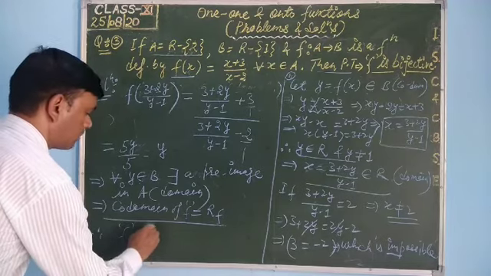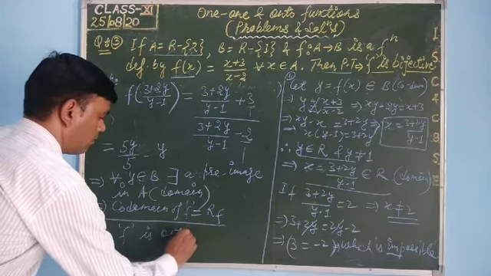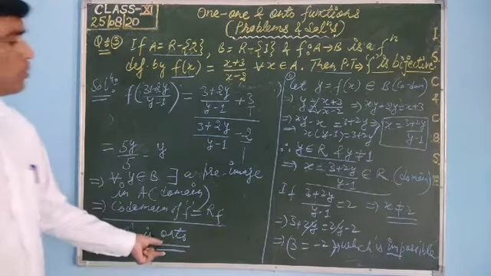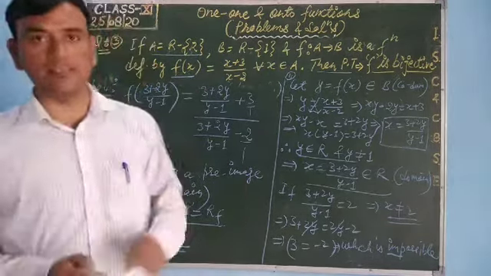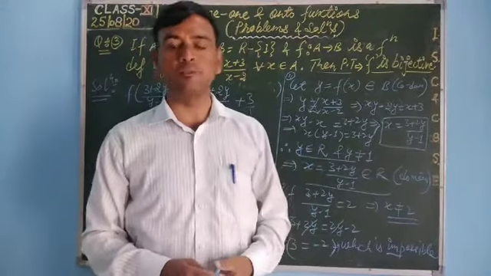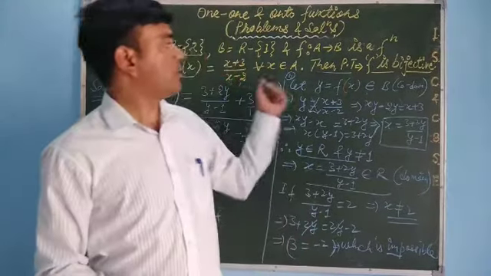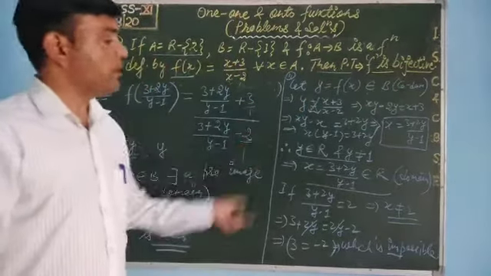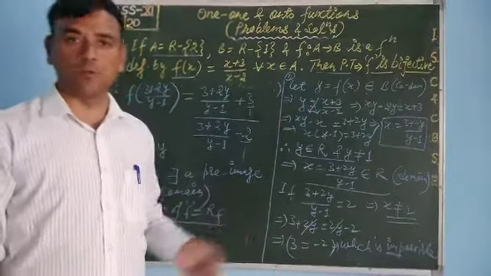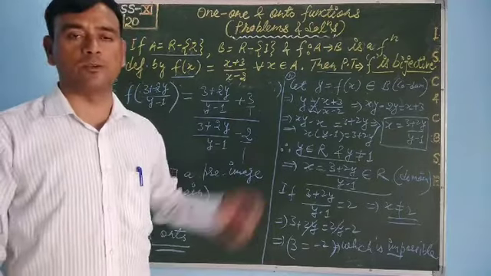Therefore f is an onto function, and already we have proved that the function is a one-one function. Since the given function under the given condition is one-one and onto, therefore the given function is a bijective function. This is a good question, student. You have to try this question at your home also and have a good practice over this. Okay, thank you.